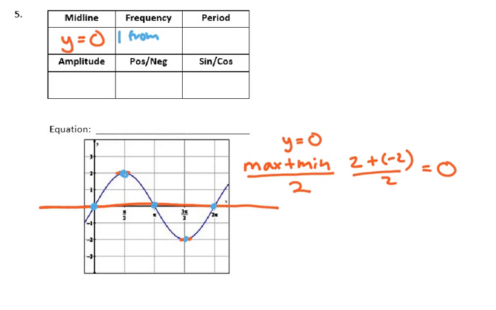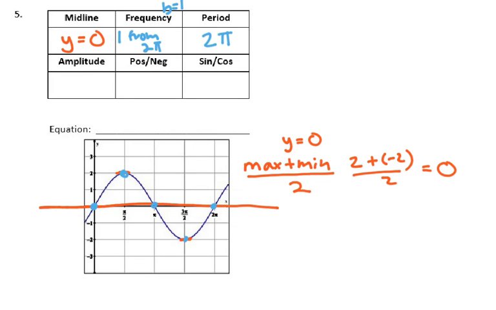from 0 to 2 pi. So my frequency would be equal to 1. My period, since my frequency was equal to 1, that means my b value must equal 1. So my period is just going to be 2 pi because period is 2 pi over b.